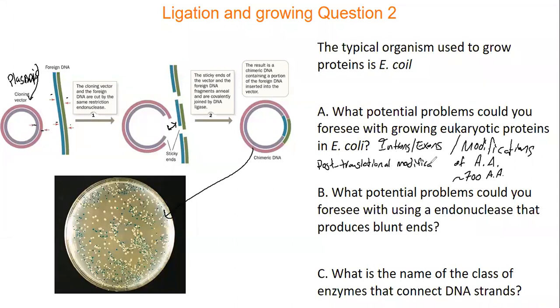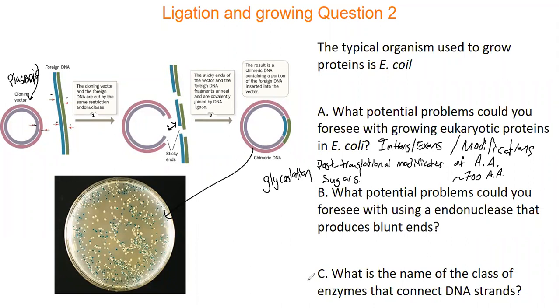Another big one in eukaryotes: sugars. The vast majority of eukaryotic proteins have sugars attached to them, and this happens after the protein has been created. Prokaryotic proteins don't get sugars on them. They don't get these glycosylations. That's what it's called, glycosylation. So when growing eukaryotic proteins in prokaryotic cells, you have to be aware you're not getting a one-to-one replication if it's supposed to have sugars on it or any amino acid modifications. Right. So that's basically what I have for A.